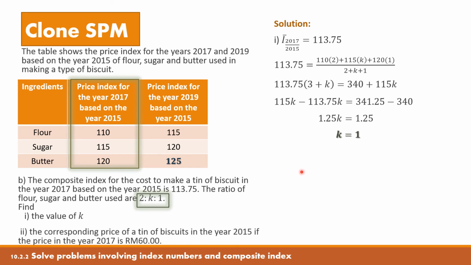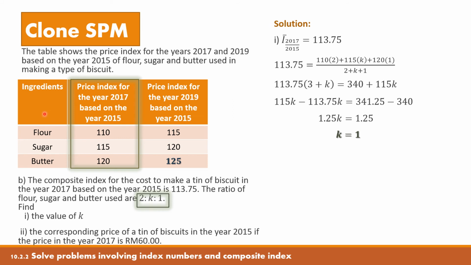And followed by the second part of this question, the corresponding price of a tin of biscuit in the year 2015 if the price in the year 2017 is 60 ringgit. As is mentioned here, we are asked for the price of 2015 and given the price of 2017, which equals 60, which means we will still refer back to the same column here, but now we are not going to use all the price indices here, as we are now talking about a tin of biscuit, which is made by these 3 ingredients.